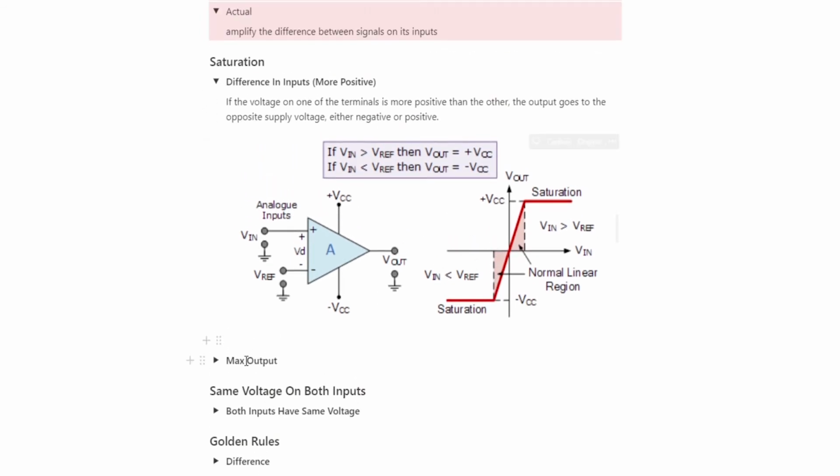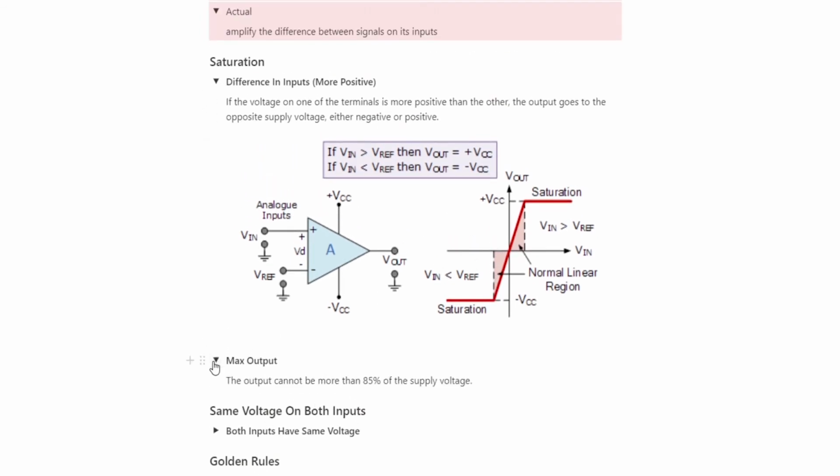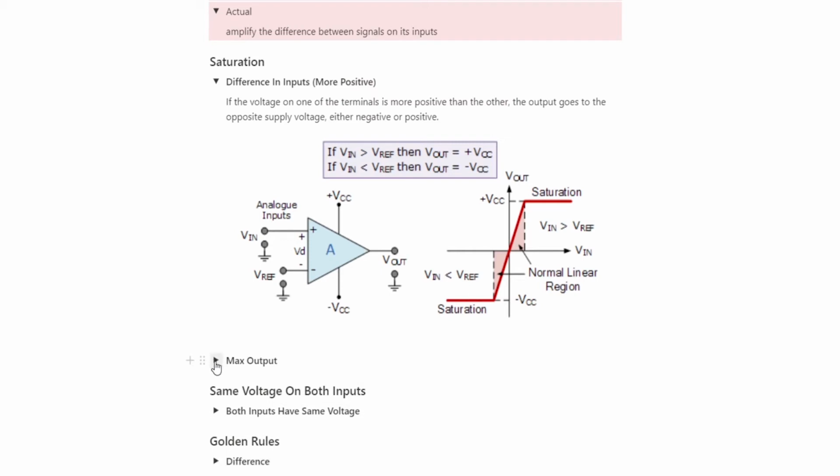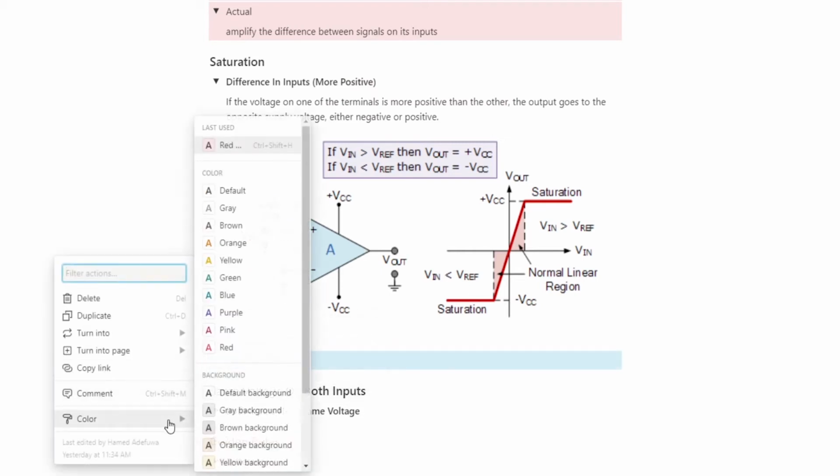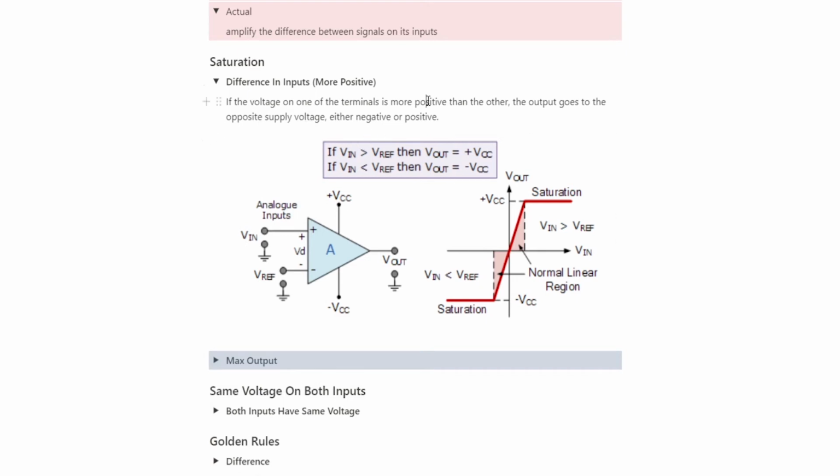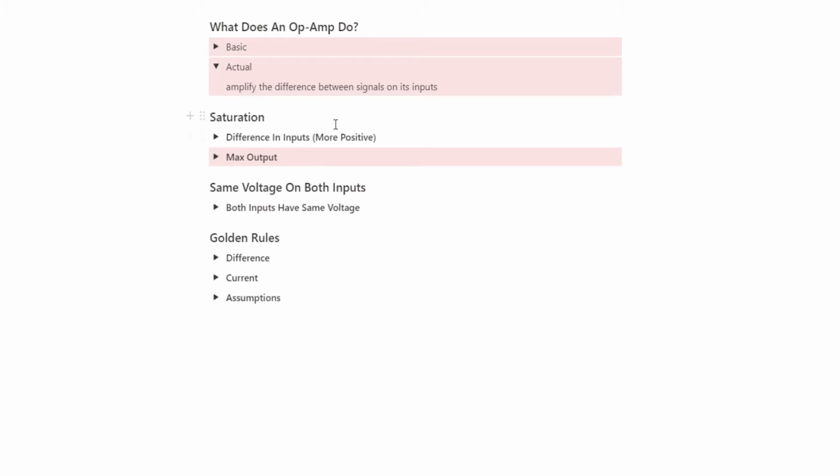All right, and then I already know max output is maximum 85% of the supply voltage. Mark that as red. And the saturation, I didn't really get it right, so leave that as is. But yeah, I'm not really comfortable with that at all.